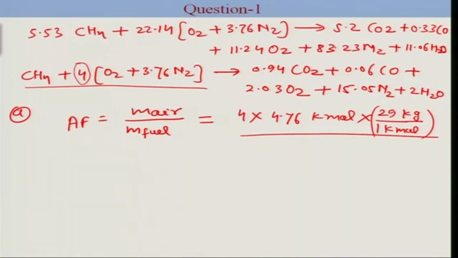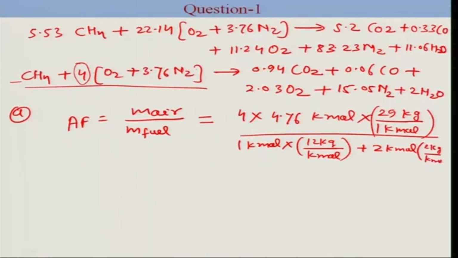So mass of carbon, since here stoichiometric coefficient is 1, so 1 kilomole times 12 kg per kilomole plus 2 kilomole times 2 kg per kilomole. So from here we get air fuel ratio equal to 34.5 kg of air divided by kg of fuel.